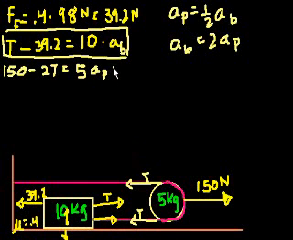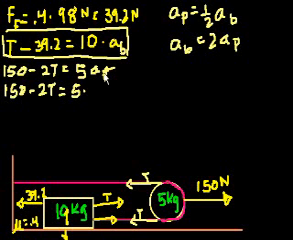So let's substitute here for the acceleration of the block. So the acceleration of the pulley is 1/2 times the acceleration of the block. So let's substitute. So we get 150 newtons minus 2 times the tension of the wire is equal to 5 times, instead of the acceleration of the pulley, 1/2 the acceleration of the block, of this block here. And now let's try to solve. Well, we don't want to solve yet. We have to somehow substitute for what the tension of the wire is.